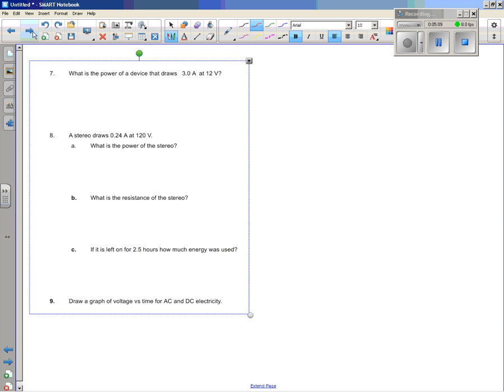Next, what's the power of a device that draws 3 amps, 12 volts? Power equals energy over time, or current times voltage. So that's 3 amps times 12 volts. And that's going to be 36 watts.